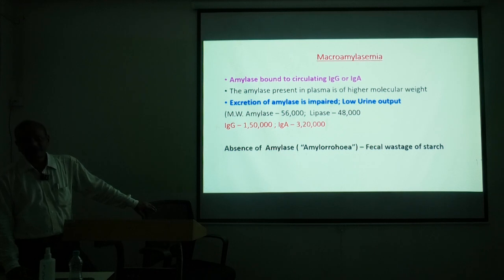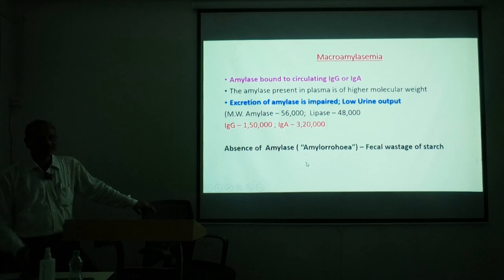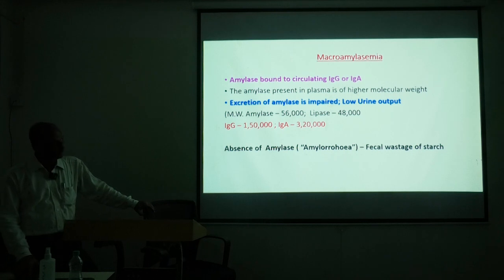So if macroamylasemia is there, and you measure urinary amylase, it will not be present because it will not be filtered by the kidney. And if there is an absence of amylase, then starch will not be digested properly. It will cause fecal wastage of starch, that is called amylorrhea.